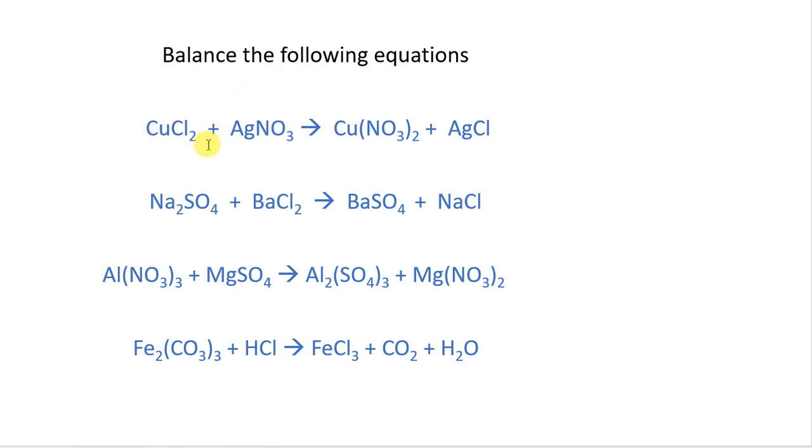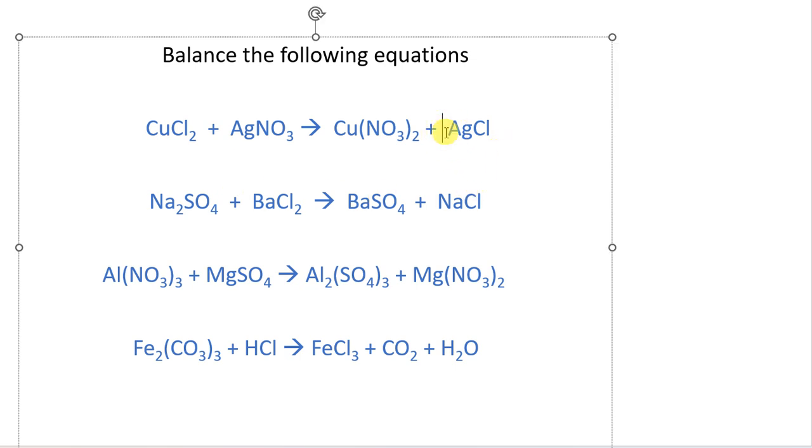If I look at this, first thing I'm looking for is, are there any groups there? Yes, there's NO3. It's there at the beginning, it's there at the end. I'll treat it like one thing. And now going from the left so I don't miss anything out. Cu, copper, one of those on the left-hand side, one of them on the right-hand side. Cl, 2 on the left, I need 2 on the right. I need my coefficient, I needed 2 for AgCl.